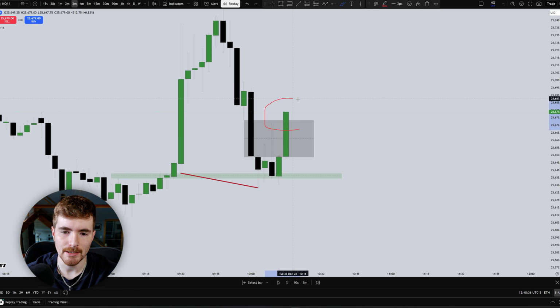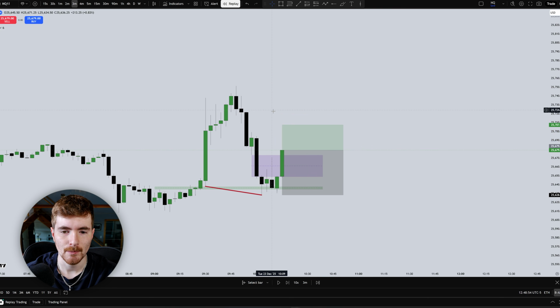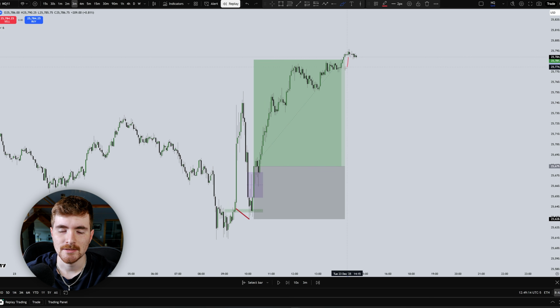As you can see right here, we get a closure above the top of this bearish fair value gap. This now becomes an inversion gap, and I can set this as my entry. Basically, market entering as soon as we close above this gap. My stop loss is going to go below the SMT, and we will target a 2R. Let's play this out. As you can see, it took us a second, but we did make it to that target.